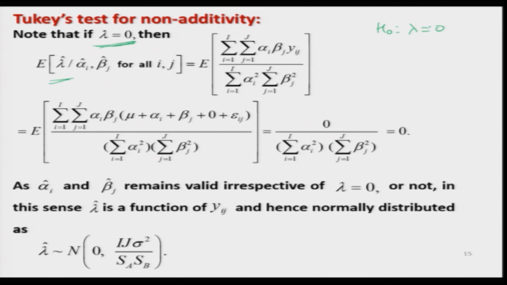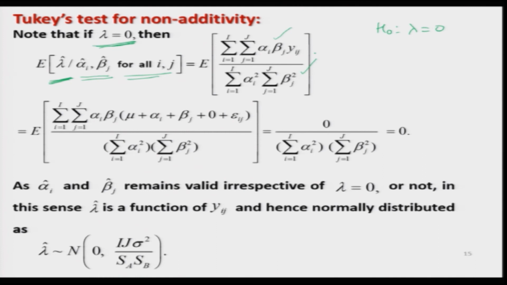Because what really happens is that in this procedure there are several steps, and many times students forget what they were actually trying to do. So, that is why you have to recall once again. Now, if lambda is equal to 0 and you try to find the expected value of lambda hat for a given value of alpha I hat and beta j hat for all i and j, this will come out to be the expected value of this quantity, right.